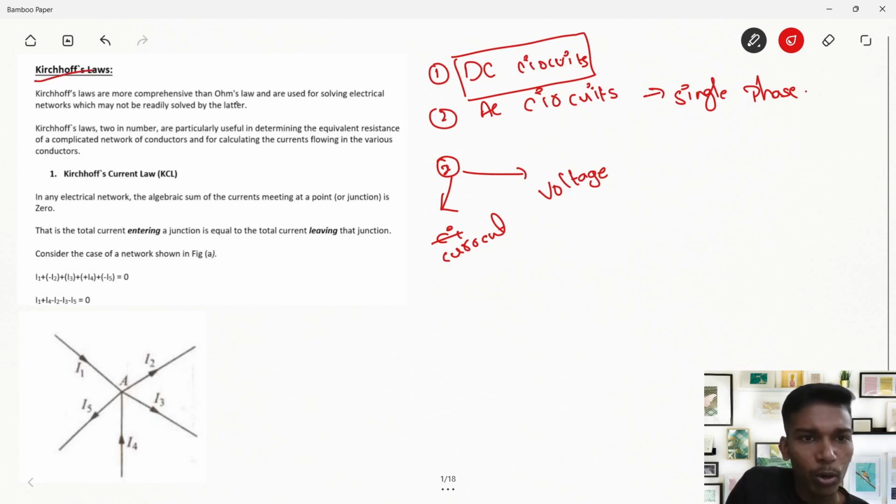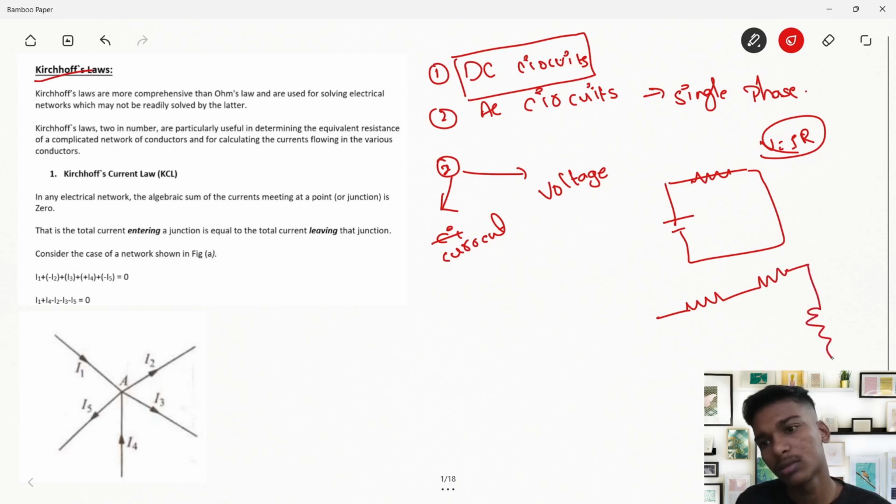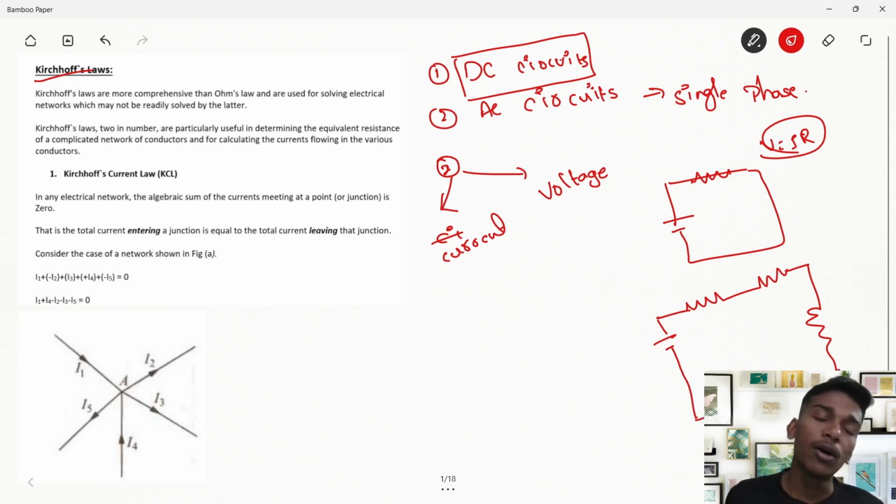Kirchhoff's laws are more comprehensive than Ohm's law and are used for solving electrical networks which cannot be readily solved by Ohm's law. If we have only one resistor and one voltage source, then we can use Ohm's law, V is equal to IR, and find whatever we want. If you know two variables, we can find the unknown one. But for a network of resistors and a network of potentials in a circuit, to carry out calculations of voltage, current, and resistance, we need special laws.